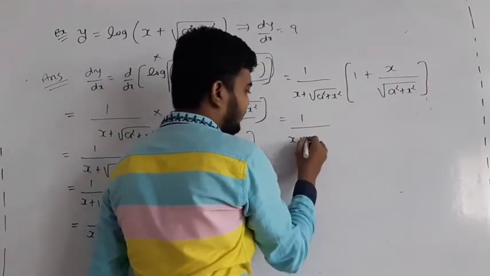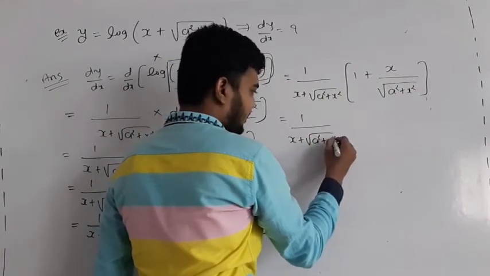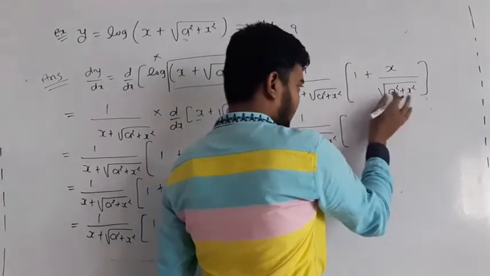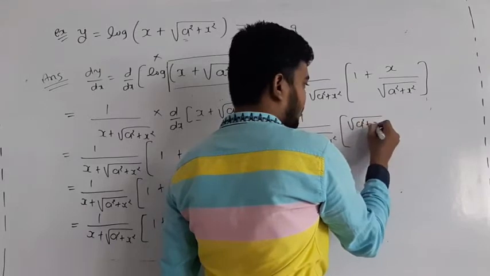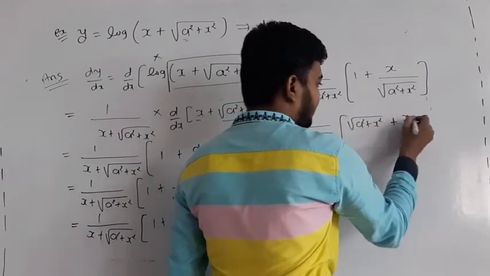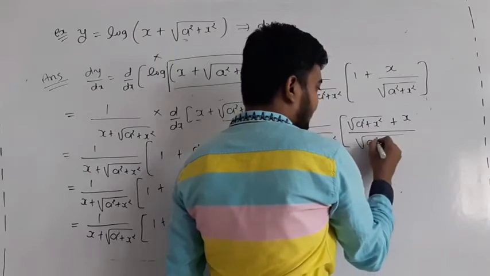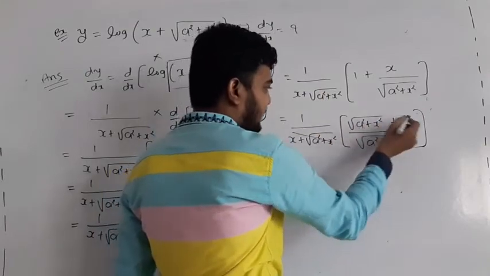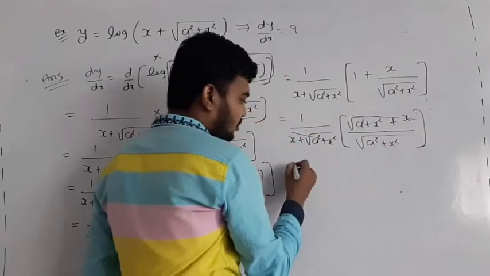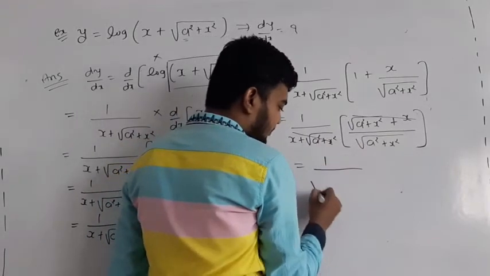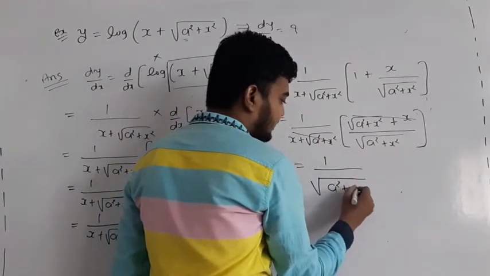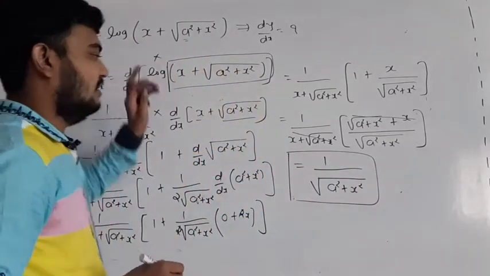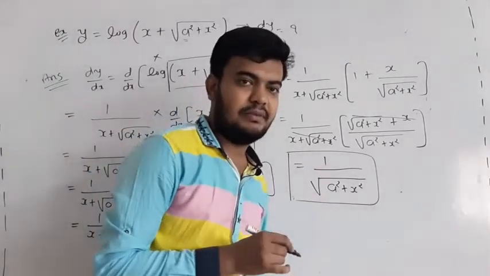So 1 by x plus under root a square plus x square, taking LCM of under root a square plus x square. So 1 cross under root a square plus x square is under root a square plus x square plus x, and this whole thing divided by under root a square plus x square. So see, x plus under root a square plus x square, x plus under root a square plus x square will be cancelled out. So the final answer is 1 by under root a square plus x square. Okay, so the derivative of this function is 1 by under root a square plus x square.